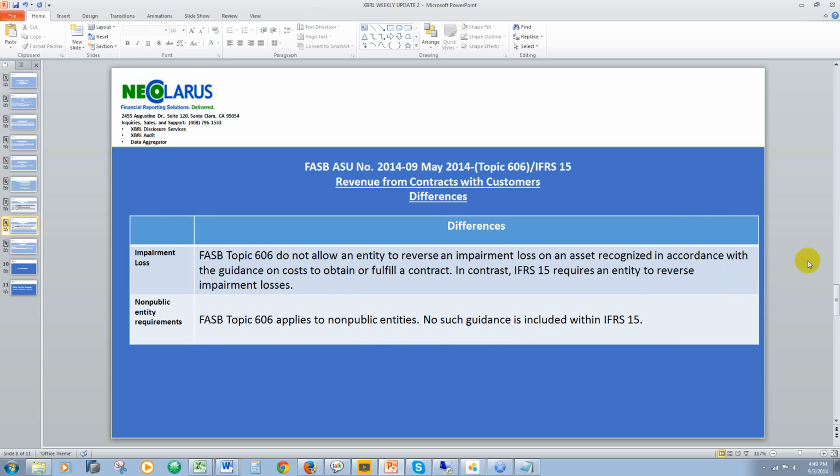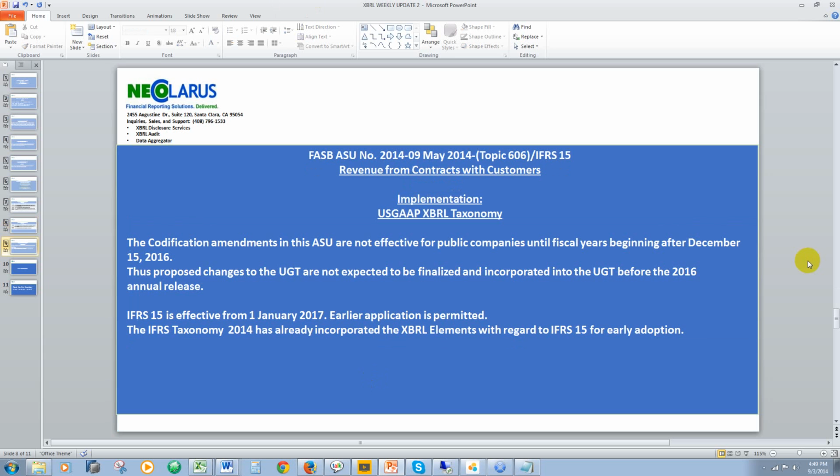So let's move over to the implementation side of this new standard. For FASB, it says that the codification amendments in this accounting standard update are not effective for public companies until fiscal years beginning after December 15, 2016. Thus, we do not see any update for the XBRL elements within the XBRL taxonomy for the newly released US GAAP taxonomy for 2015.